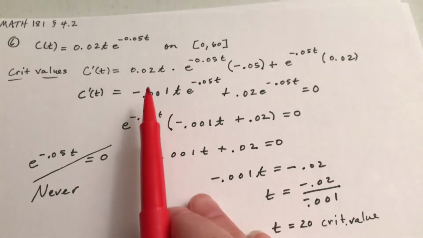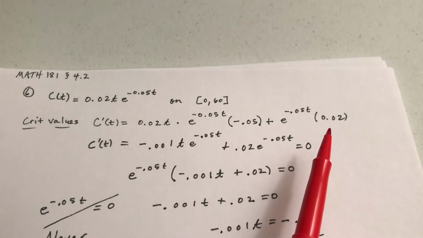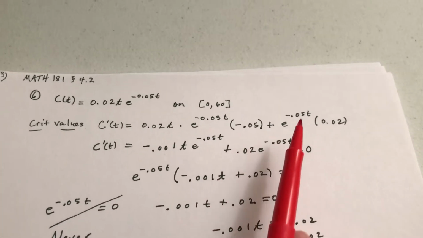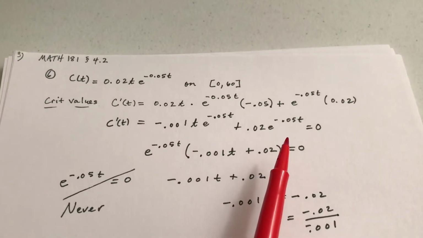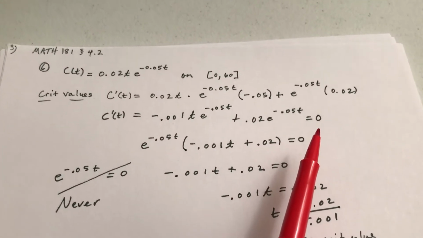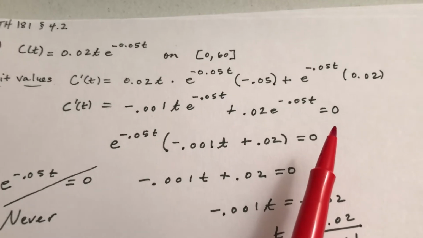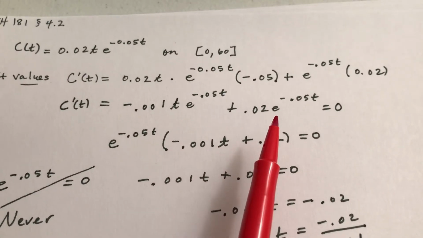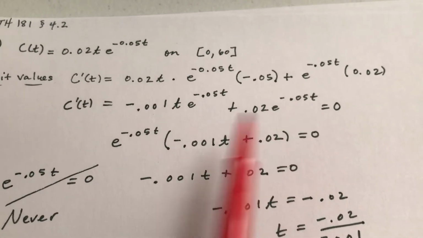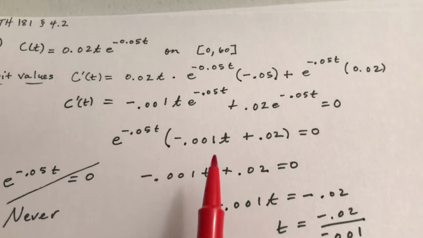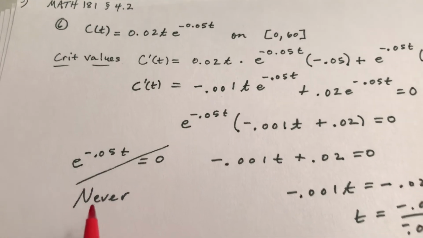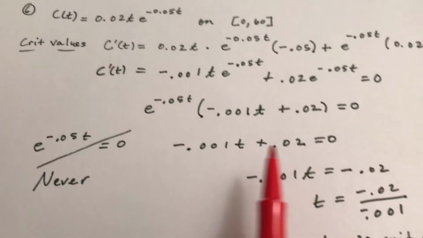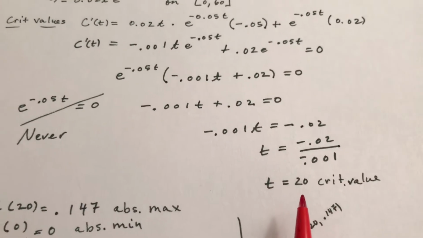So I'm going to take the derivative. We've done this before. You have to use the product rule: first times the derivative of the second plus the second times the derivative of the first. I simplify and set it to 0. Notice that both terms have an e to the negative 0.05 t. I factored that out and set this equal to 0, and I'll get back to this one. And this one equal to 0. Solving that, a little linear, you get t equals 20.